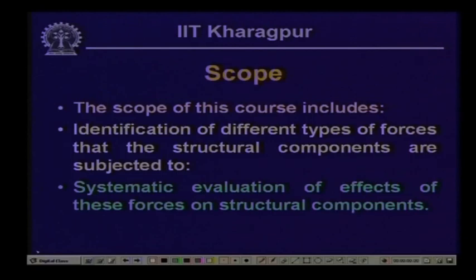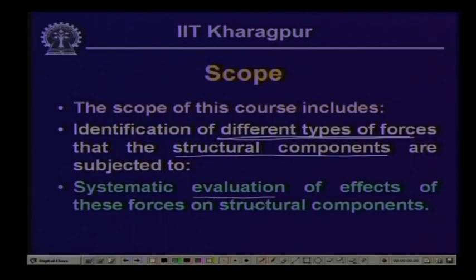Hence, the scope of this particular course includes the identification of different types of forces that the structural components will be subjected to. As we go along in this course, you will find that in different modules we look into the different types of forces these structural components are subjected to, how to analyze those forces or the components of the forces that the members will be subjected to, and how to compute the stresses in the members based on those forces. Also, we will look into the systematic evaluation of the effects of these forces on such structural components.